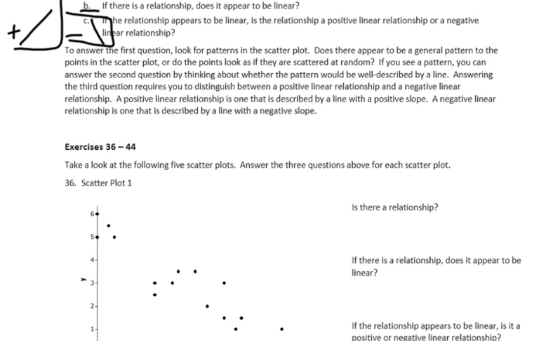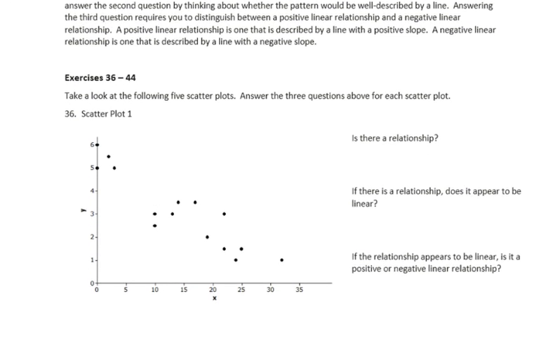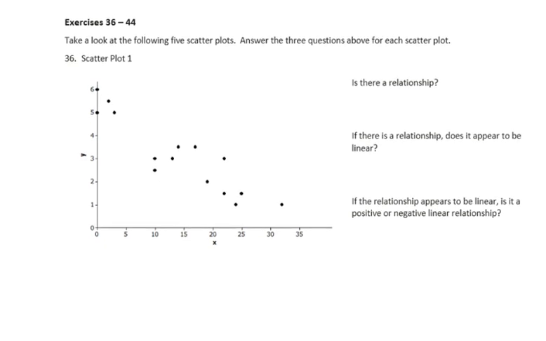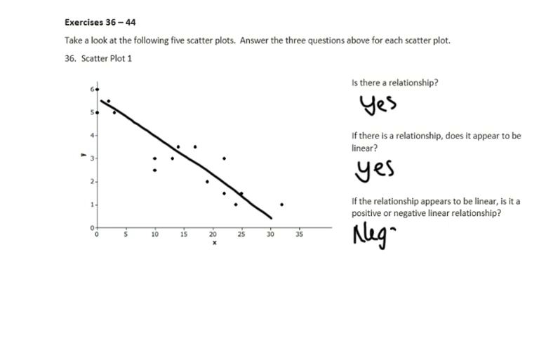Question 36, take a look at the following 5 scatter plots, answer the 3 questions for each one. Is there a relationship? There appears to be. Does it look to be linear? Yes. If I had to draw a line through these points, it looks something like this, which is a straight line, which also makes it a negative relationship. So that's pretty straightforward.